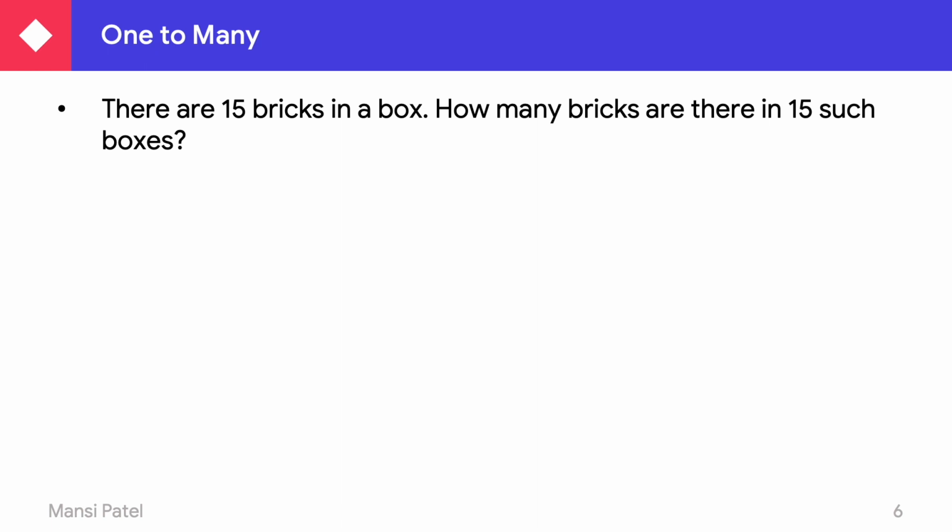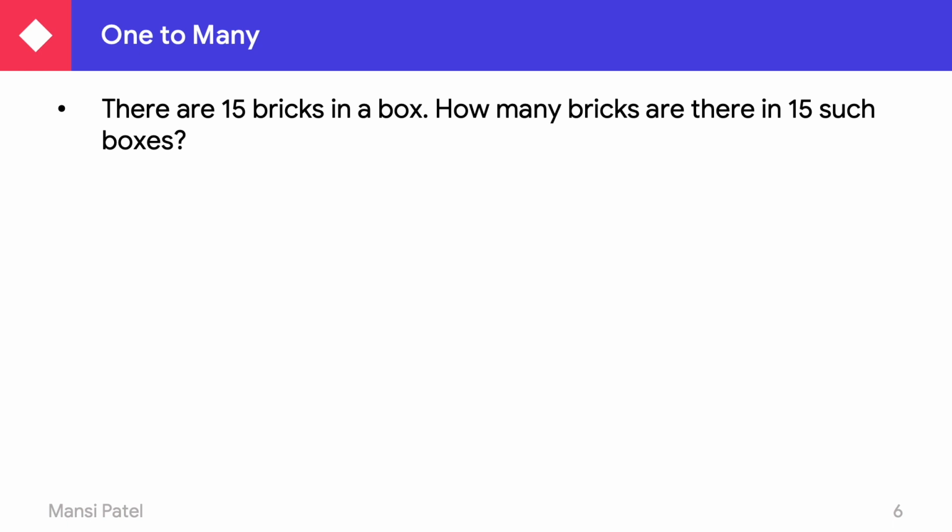Now one another example of the unitary method. There are 15 bricks in a box. In one box, how many bricks are there? 15 bricks are there. How many bricks are there in 15 such boxes? In this question, two things they were given to you, that is bricks and boxes. The thing which is given two times, you have to write down first.